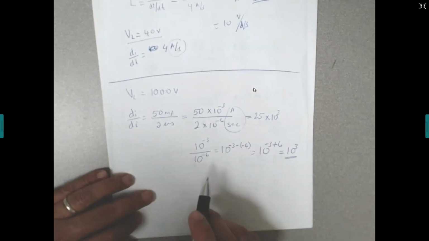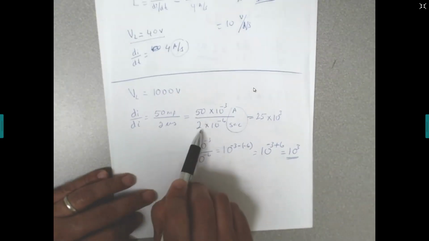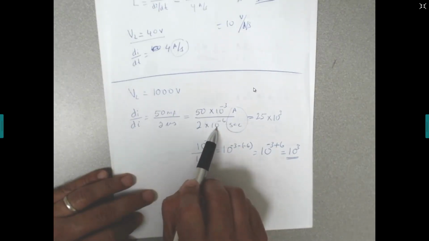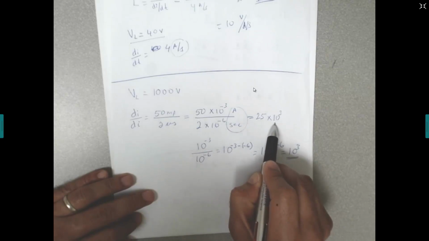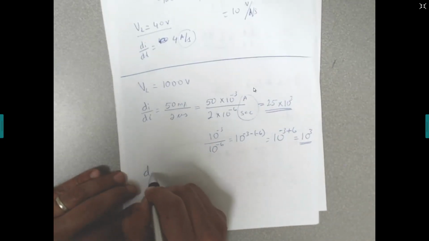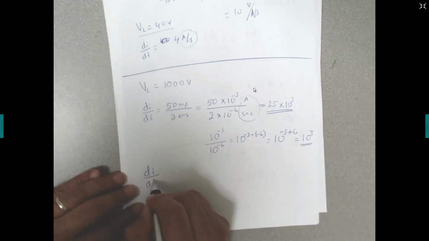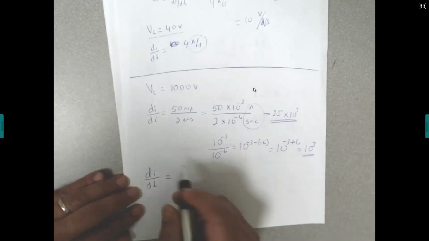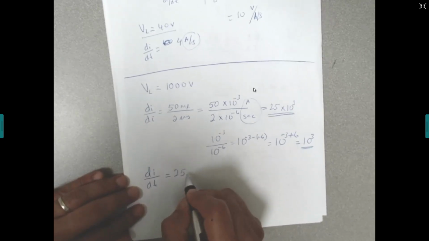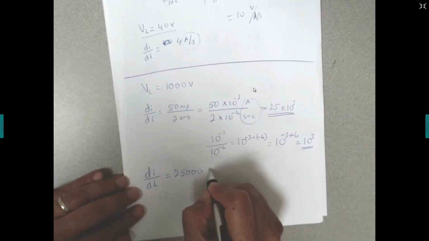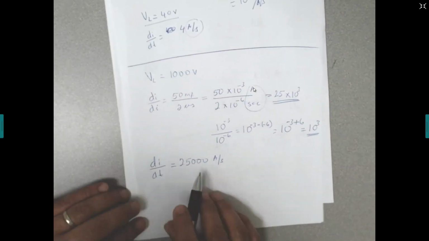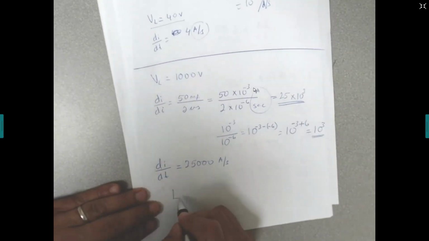All right? So 50 divided by 2 is 25. 10 to the negative 3 divided by 10 to the negative 6 equals 10 to the positive 3. Okay? So the rate of change of the current per unit of time will be 25,000 amps per second. Now we have the right unit, right? Our formula calls for this.